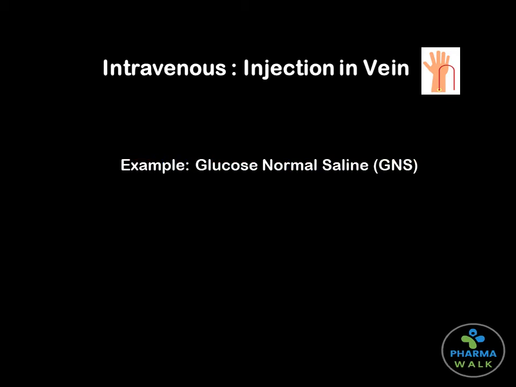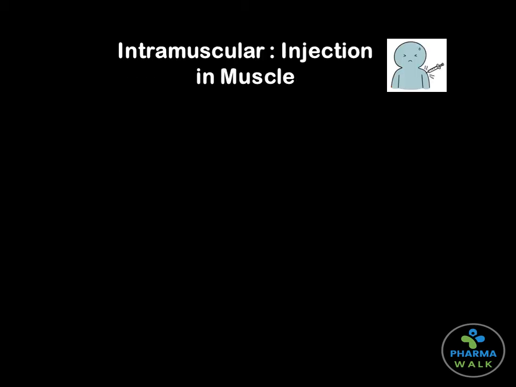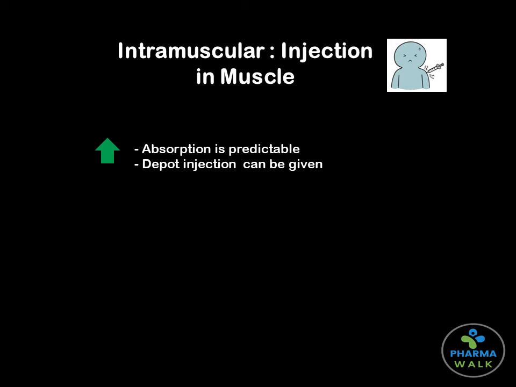Examples are glucose or normal saline, which can be administered via the intravenous route. Moving ahead, intramuscular. Again, the word indicates the meaning of the injection: injection in the muscle. Advantages of this route: absorption is predictable, and depot injection can be given.